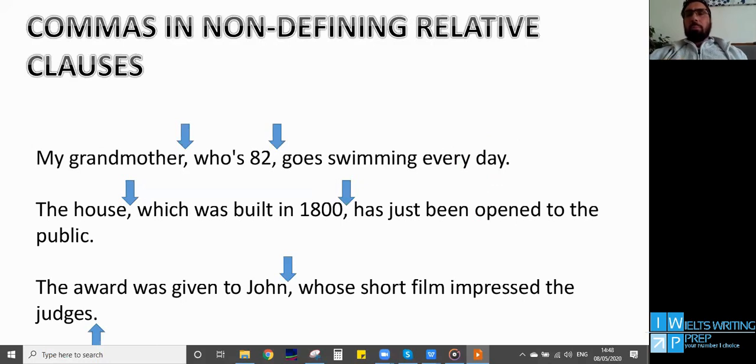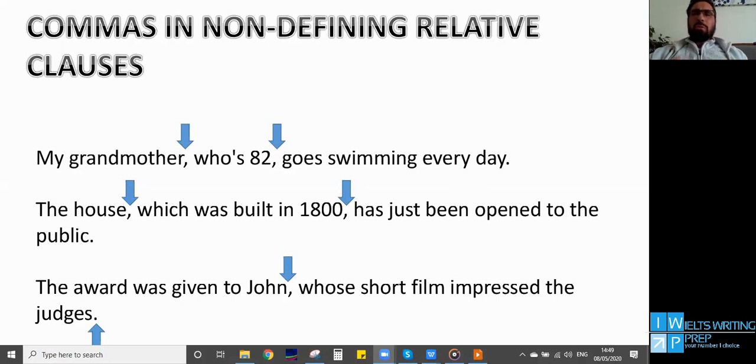Okay, this is a very, very important part, because we said part of grammar is punctuation. Now, when we have a non-defining relative clause, we need to make sure that we have a comma before the non-defining relative clause starts, and we have a comma at the end of the non-defining relative clause. Okay, so the non-defining relative clause here is: My grandmother, comma, who is 82, comma, goes swimming every day. So this non-defining relative clause, we could drop it and it wouldn't make much of a difference. My grandmother goes swimming every day.